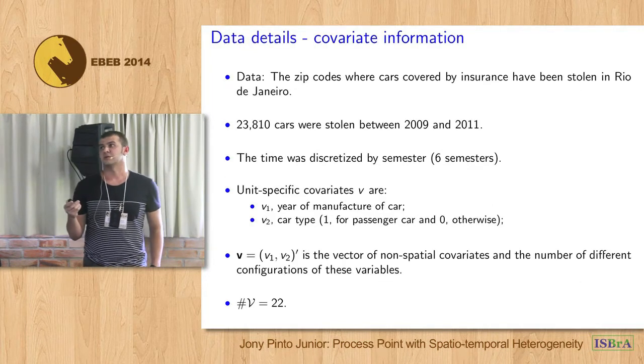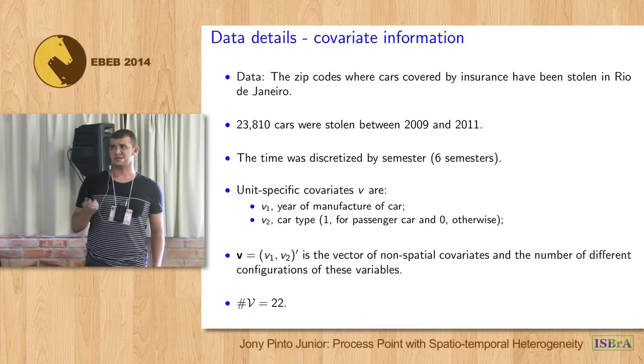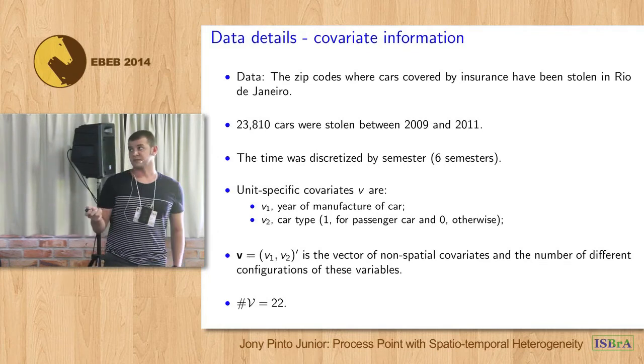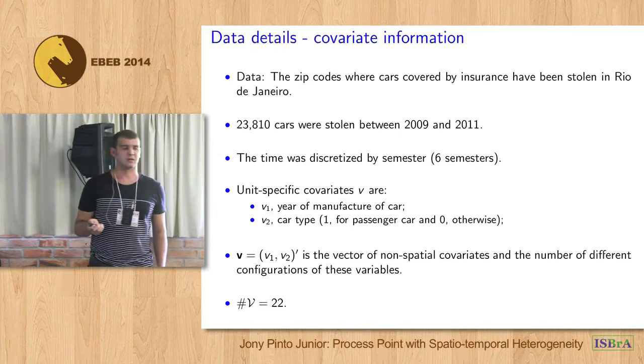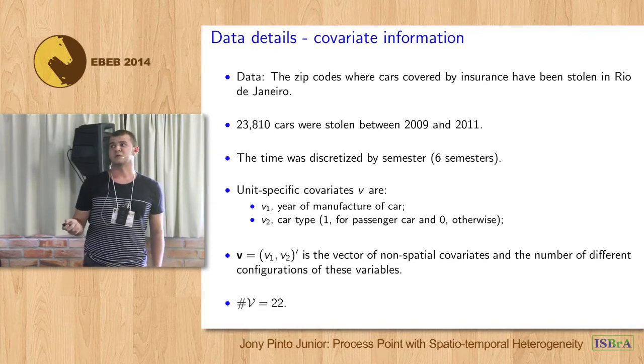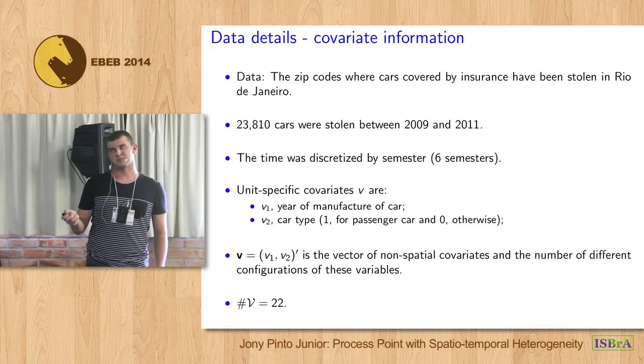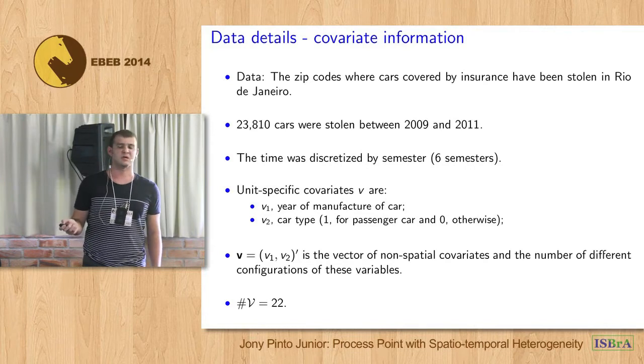And now I'm going to talk about some details about the data we use in an application. So we have the zip codes where cars covered by insurance have been stolen in Rio de Janeiro. Almost 24,000 cars were stolen between 2009 and 2011. The time was discretized by semester, so we have only 6 periods of time.